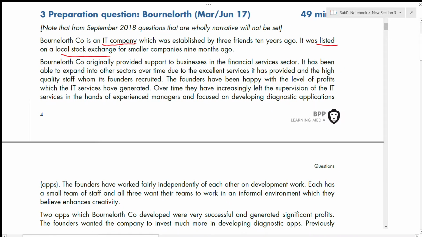So now the company originally provided support to business in financial service sector. It has been able to expand into other sectors over time due to the excellent service it has provided and the high quality staff whom its founders recruited. The founders have been happy with the level of profit which the IT services generated. Over time, they have increasingly left the supervision of IT services in the hands of experienced managers and focus on developing diagnostic applications. So what they are doing is they are leaving the supervision of IT to the experienced managers, and now the company wants to focus on developing diagnostic applications, the apps.